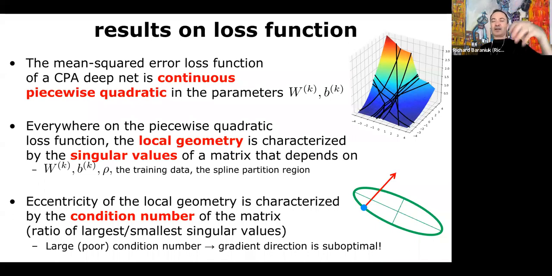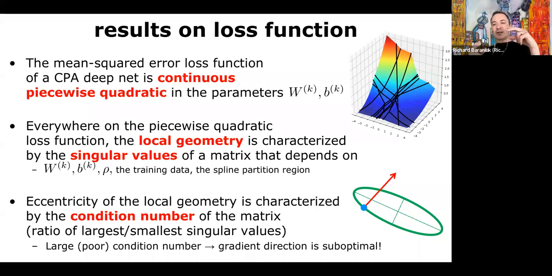Just from the theory of optimizing quadratic loss functions, not piecewise quadratic, but quadratic loss functions, you know that the more elongated the isocontours of the loss function become, the harder it is to optimize. In particular, because the gradient doesn't point to the bottom anymore; it points off to the side. It just doesn't point to the bottom.